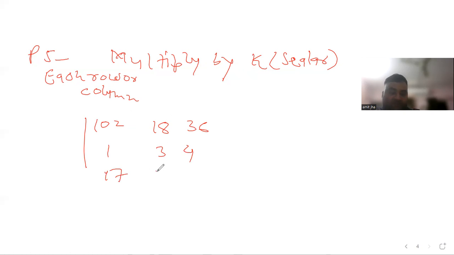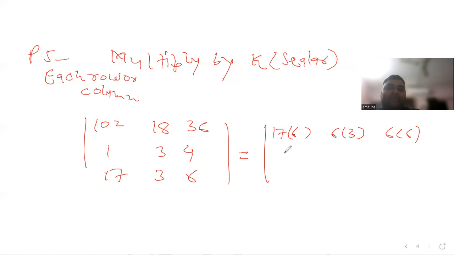This is my original determinant. And if you notice carefully here, in the first row I am having a common scalar term, and that common scalar term I can say will be 6, right? That is, I can take out 6 common. So I can write here 17 times 6, then 6 times 3, then 6 times 6, and the rest of the stuff will be the same.